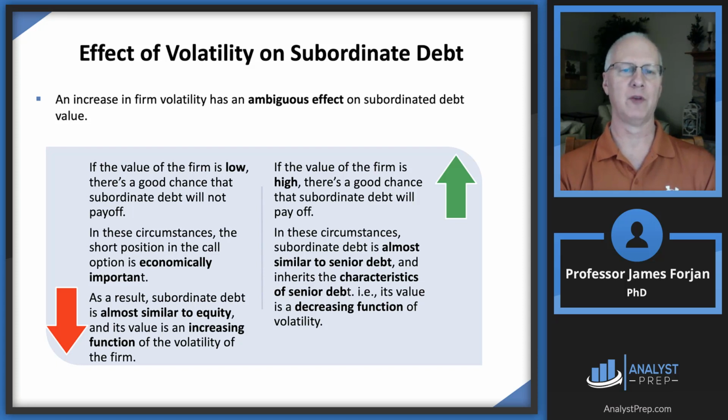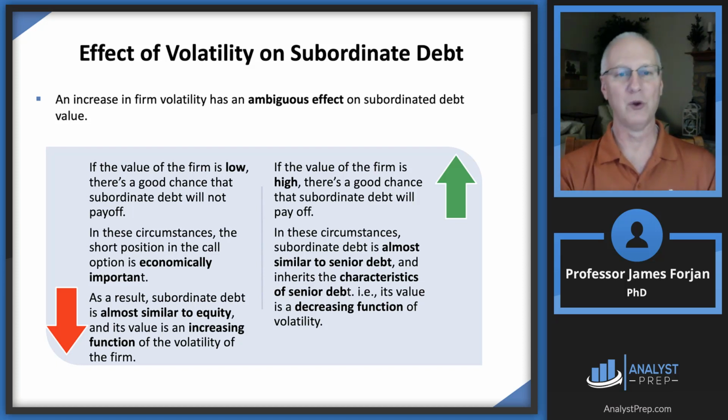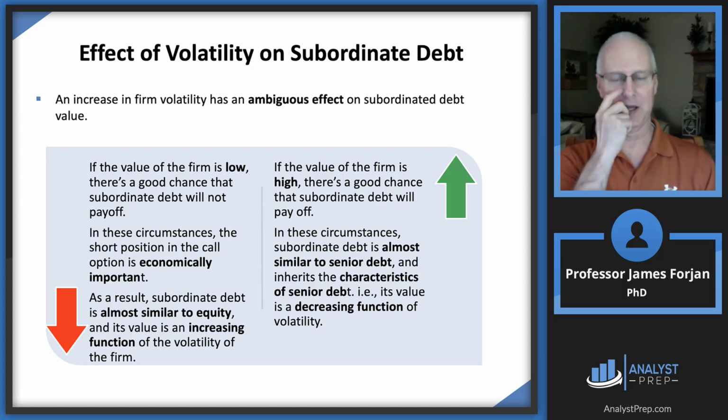So I'm going to read this. If the value of the firm is low, now that doesn't mean low like close to zero, but relatively low in relation to the face value of the bonds, there's a good chance that the subordinate debt will not pay off. All right. So that position in the derivative, in that call option, is economically important. All right. So look at the bottom there. As a result, the subordinate debt is almost similar to equity. It acts an awful lot like equity, and that means that it's an increasing function of the volatility of the firm. So if you're a subordinate bond holder, and your option is, boy, a little bit out of the money or maybe just a little bit more out of the money, what you want is that firm to invest in high-risk projects so that they can capture the right-hand tail of the distribution so that you can go from not being paid to being paid the full amount of your bond issue.